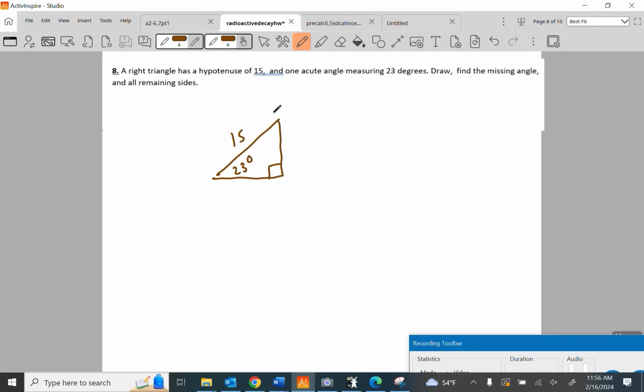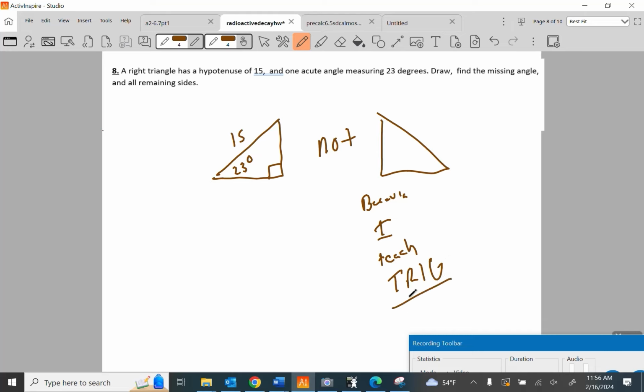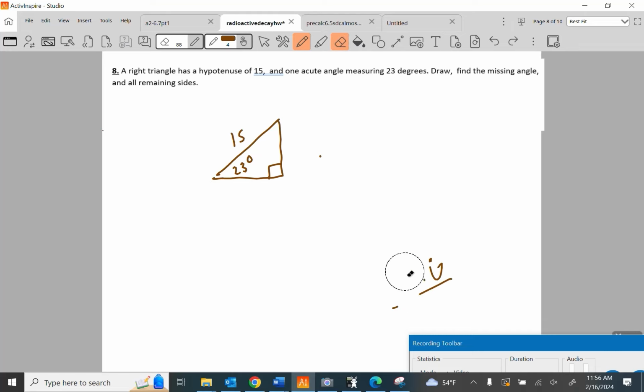By the way, if you're ever curious why I draw triangles this way and not like this, it's because I teach trig. There's actually a proper way of drawing things. This is probably the reason why I draw them this way.